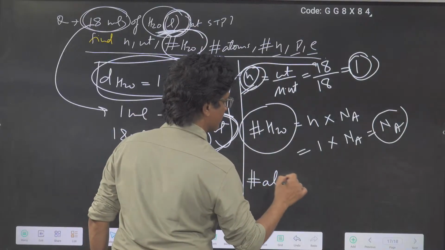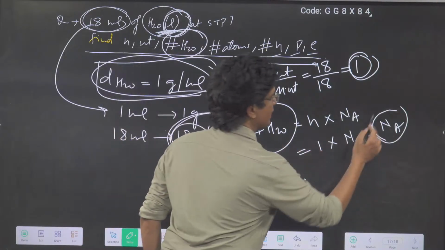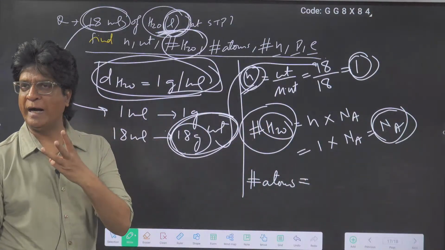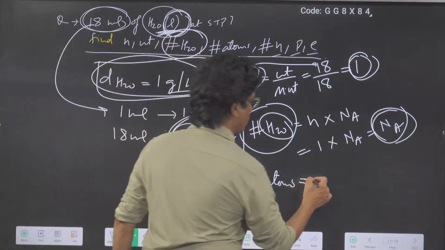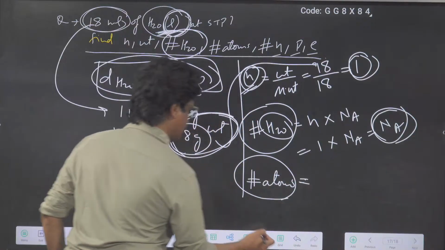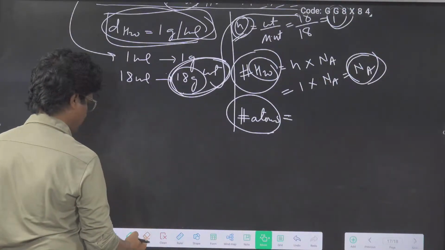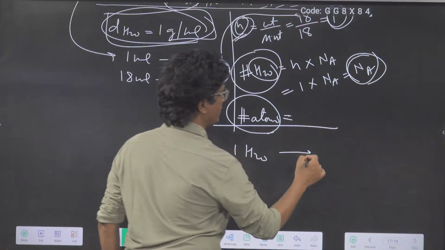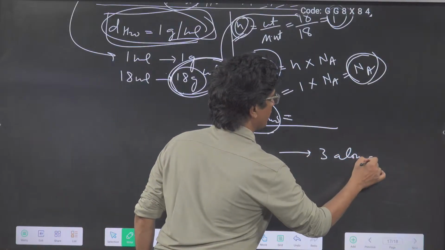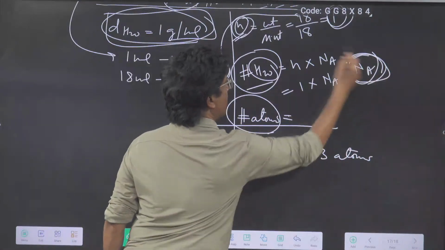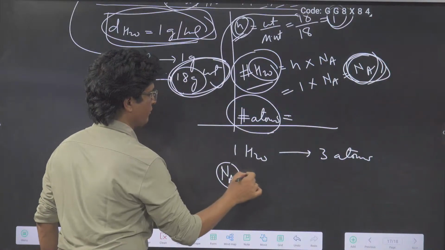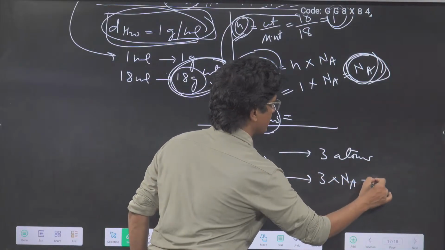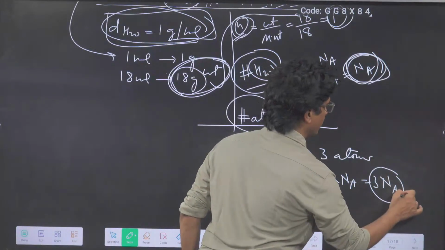Now to find out number of atoms, it's very simple. How many molecules are there? Na. And each molecule has 3 atoms, 2 hydrogen and 1 oxygen. So total number of atoms, I'll simplify still if you want that. See that. 1 water molecule contains 3 atoms. So how many molecules do we have? Na. Na number of water molecules will contain 3 into Na, that is 3 Na number of atoms, right?